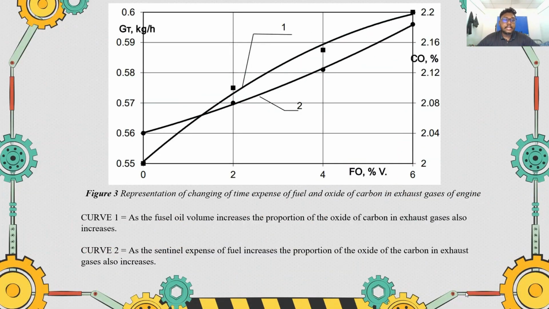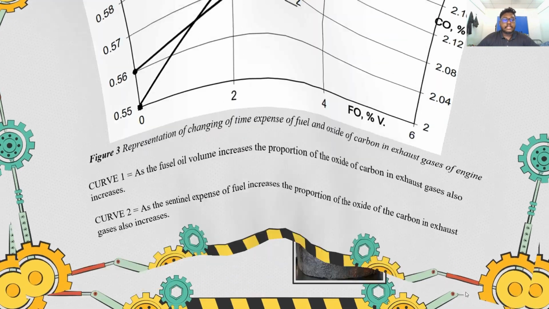Next is the representation of the changing of time expense of fuel and oxide of carbon in exhaust gases of the engine. There are two curves. For the first curve, as the fusel oil volume increases, the proportion of the oxide of carbon in exhaust gases also increases. For the second curve, as the specific expense of fuel increases, the proportion of the oxide of carbon in exhaust gases also increases. This figure 3 relates back to figure 1.